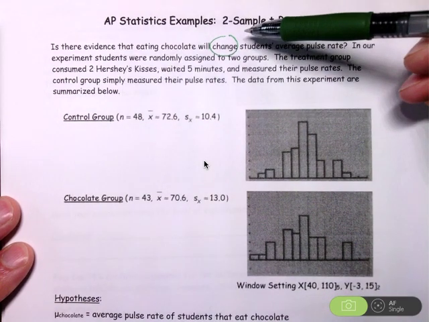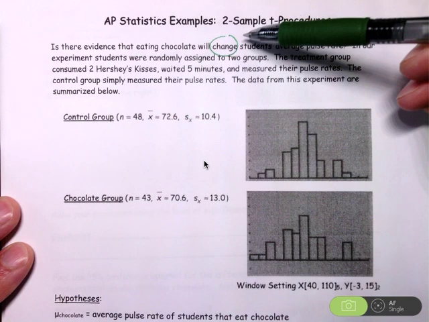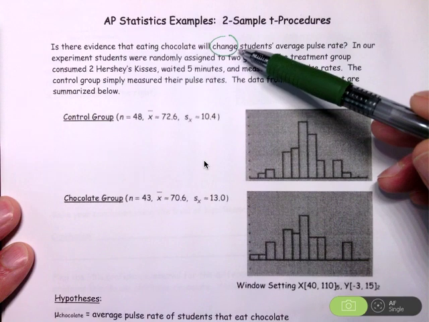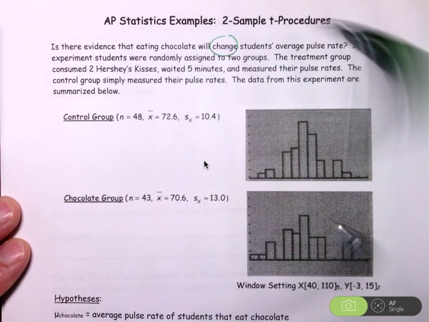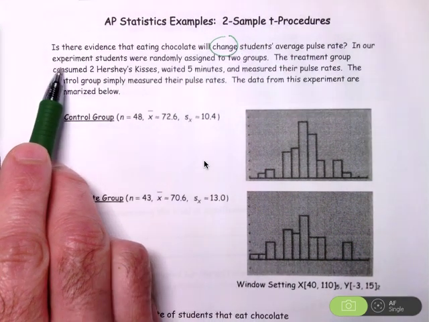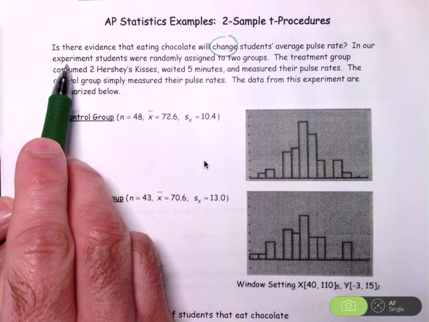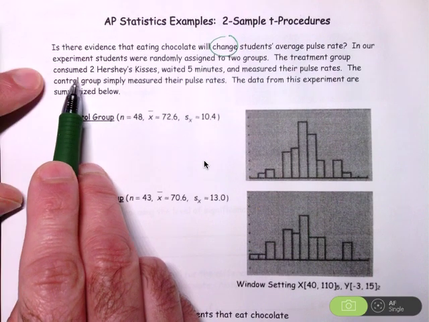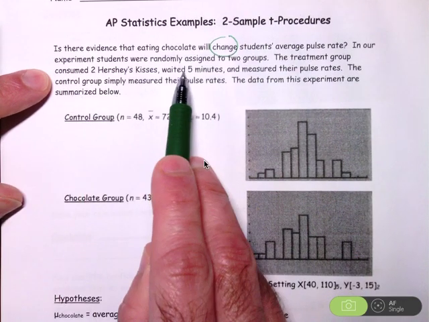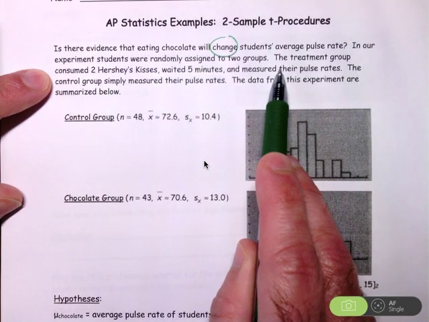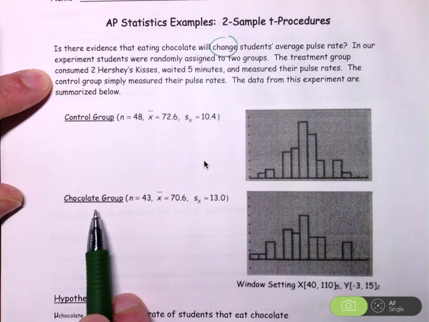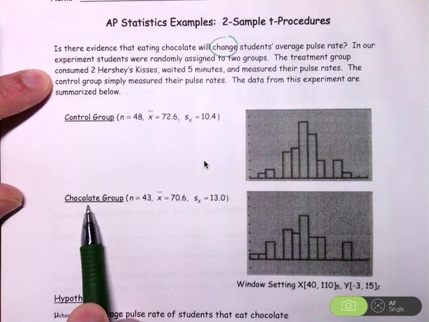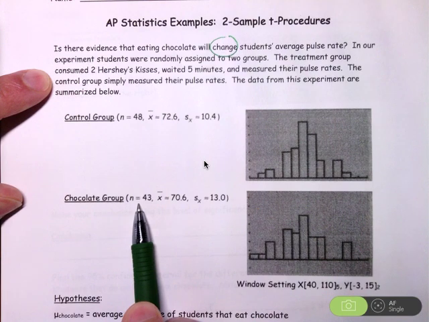So when you don't have, before you do your experiment or study, an idea of which direction that change might occur in, just look for evidence of a change or a difference. So we really did this experiment. This is real data. So students were randomly assigned into two groups. The treatment group consumed 2 Hershey's Kisses, waited 5 minutes, and then measured their pulse rates. So that treatment group is summarized down here as the chocolate group. So there were 43 students in that group.